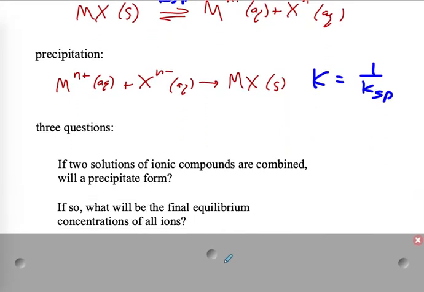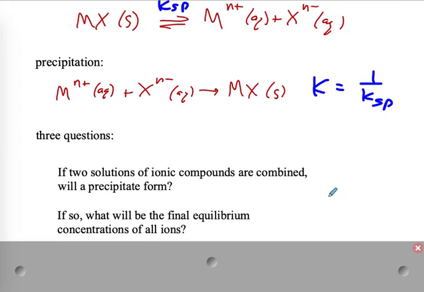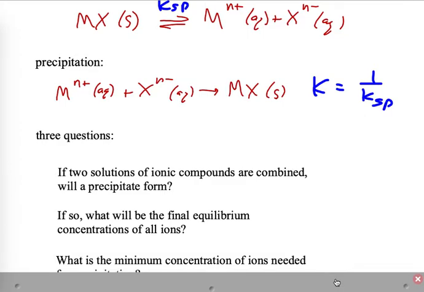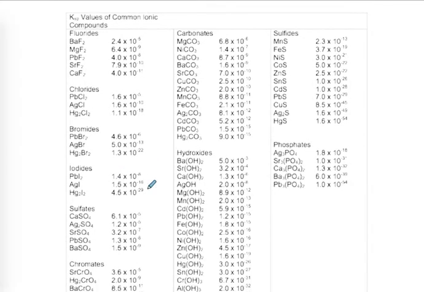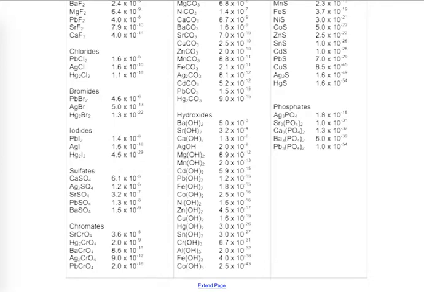Second question, if a precipitation reaction will occur, what will be the final equilibrium concentrations of all the ions? And then finally, what is the minimum concentration of ions needed in order for precipitation to take place? Here are some Ksp values in case we need them.